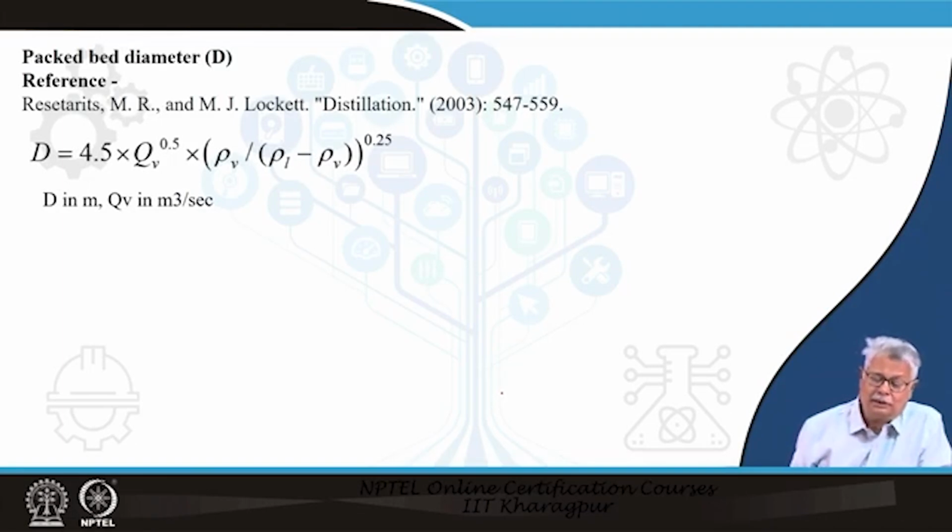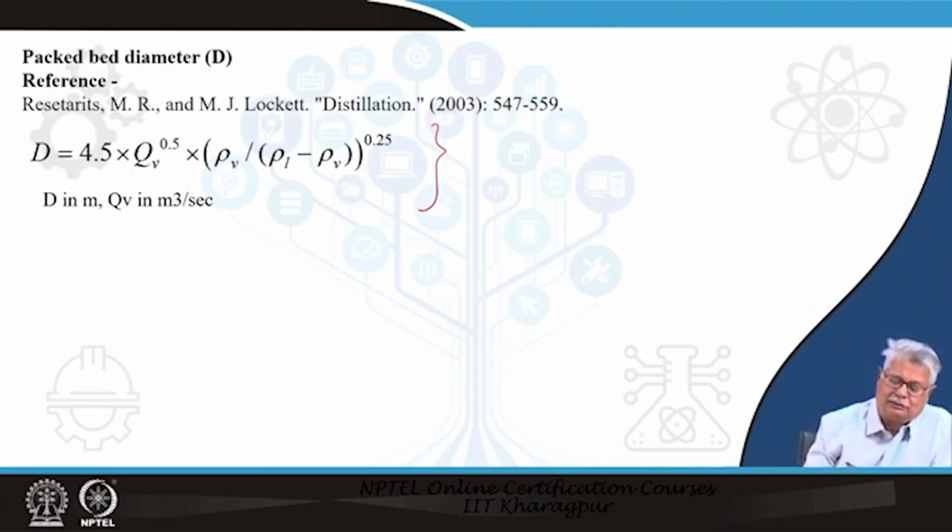Now we are still solving the same problem. We have a reference here which gives us an idea of how to estimate a tower diameter in the case of a packed bed. What we have here is D equals 4.5 into the flow rate of the vapor in meter cube per second, multiplied by a dimensionless factor.